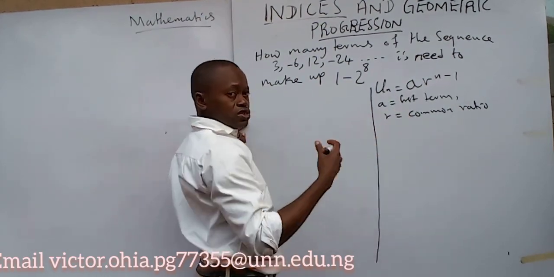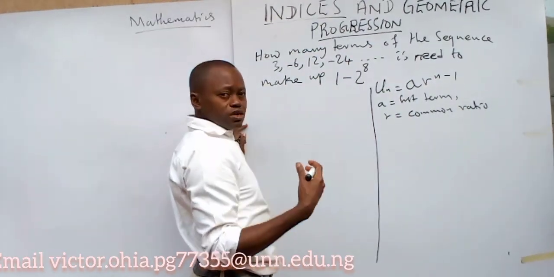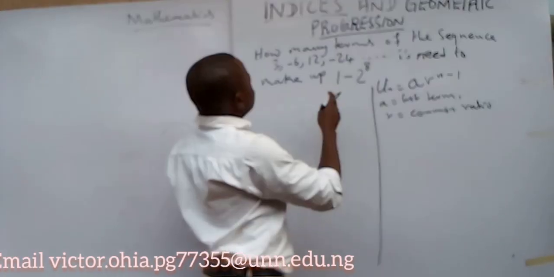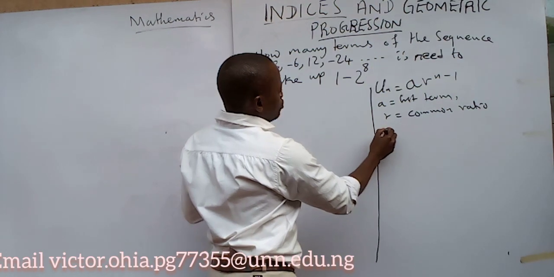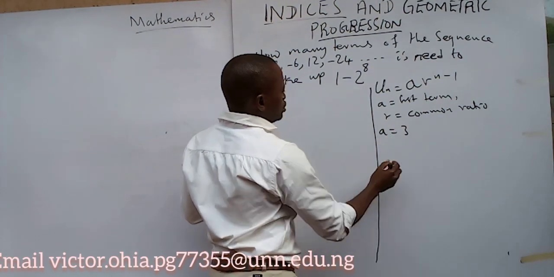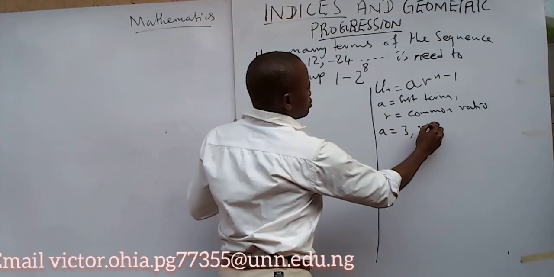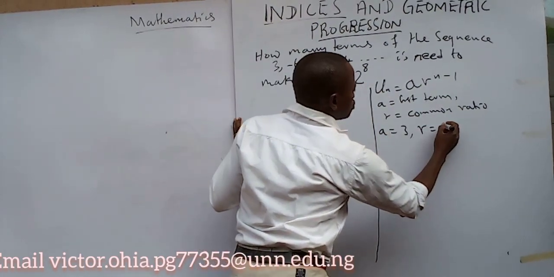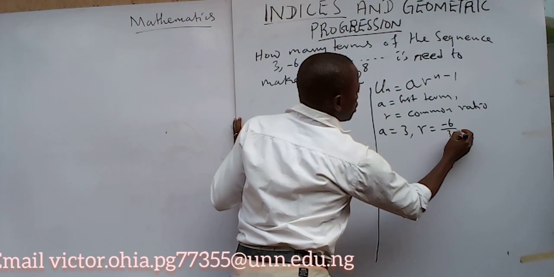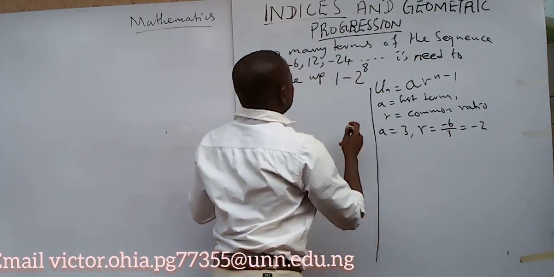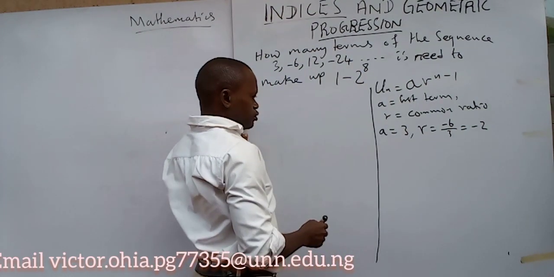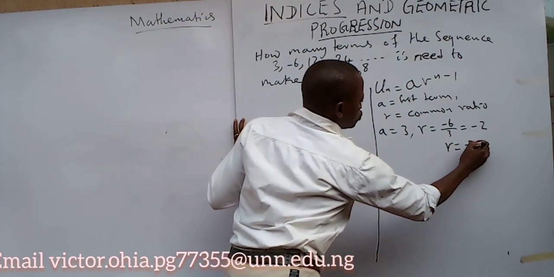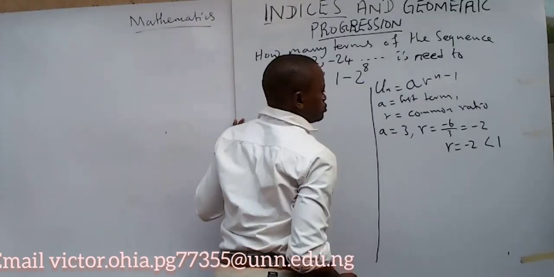We discussed all these things in the class for geometric progression, so you can still check out those classes as well. So what am I saying here? Our a now is 3, the first term, and the common ratio r is later divided by former, which is minus 6 over 3, and that gives us minus 2. You can compare it here, it gives the same value. Now, you realize here that common ratio minus 2 is less than 1.